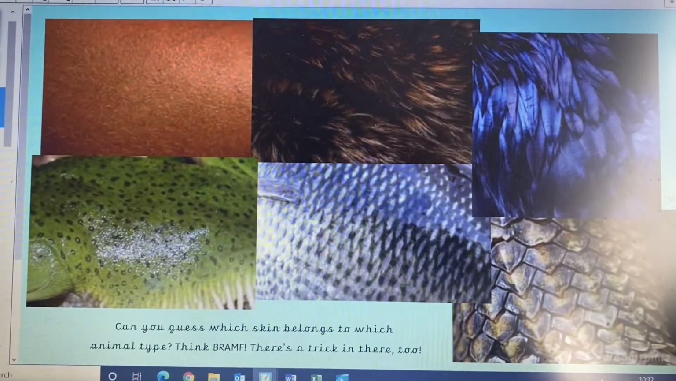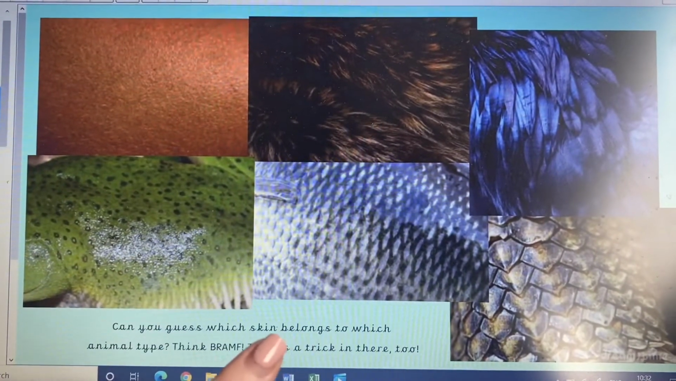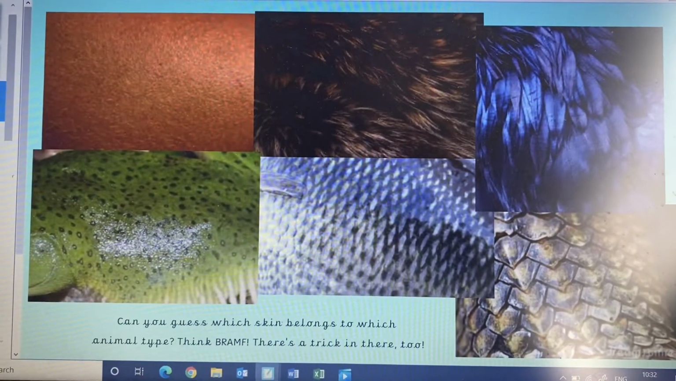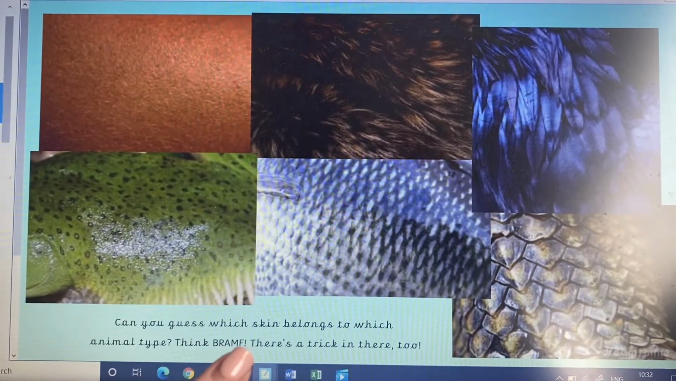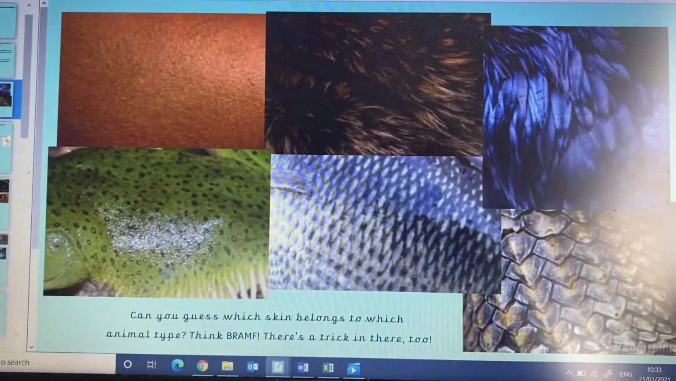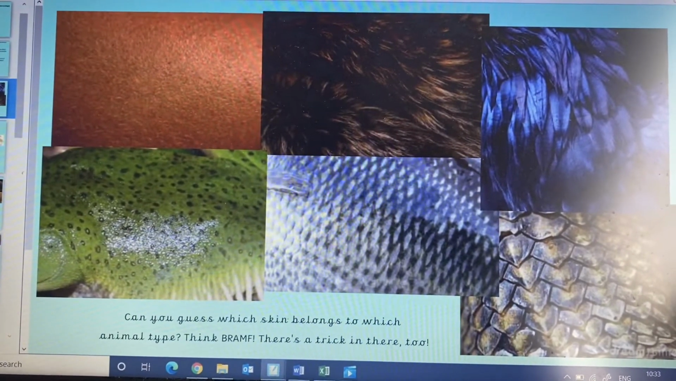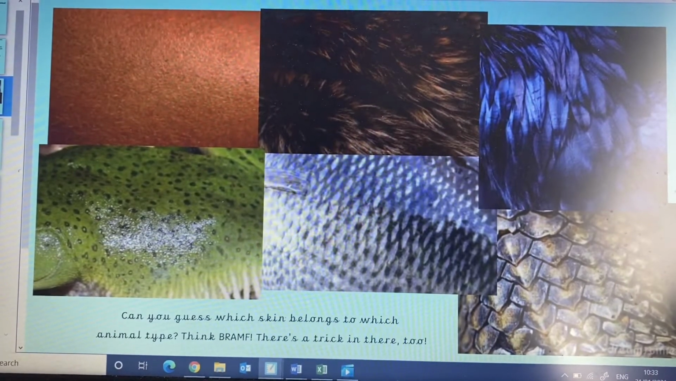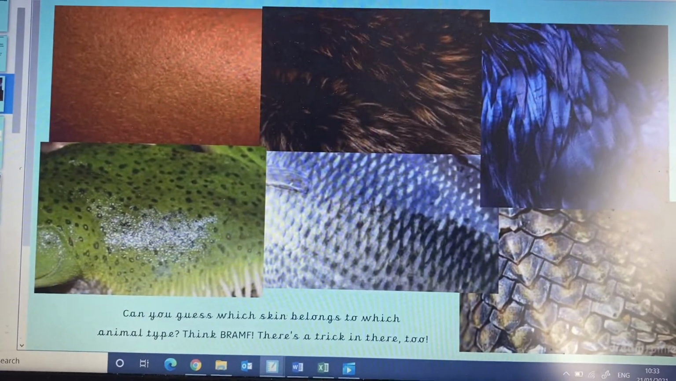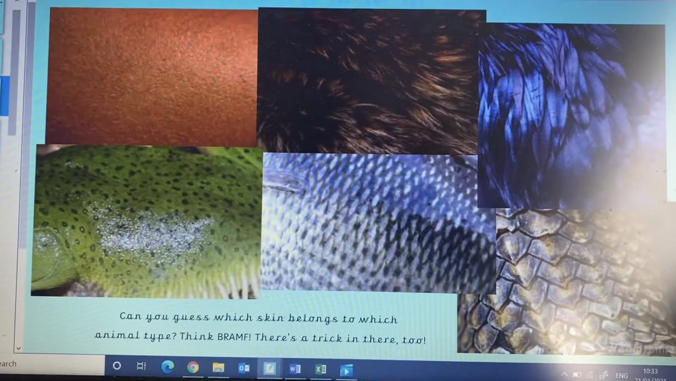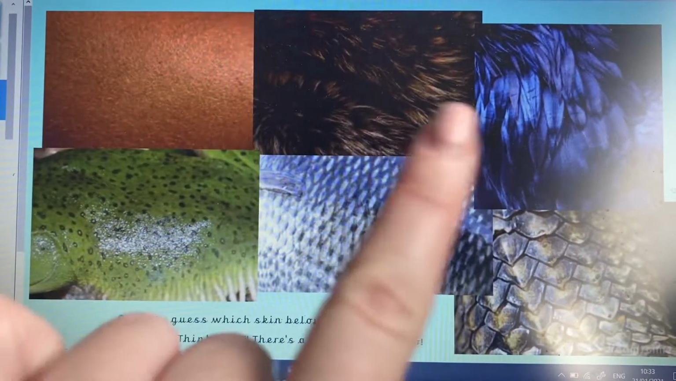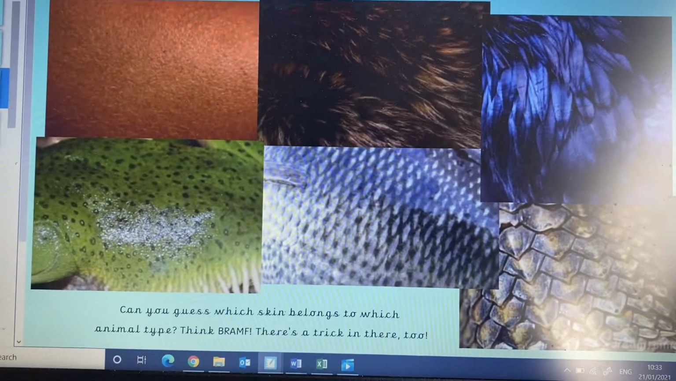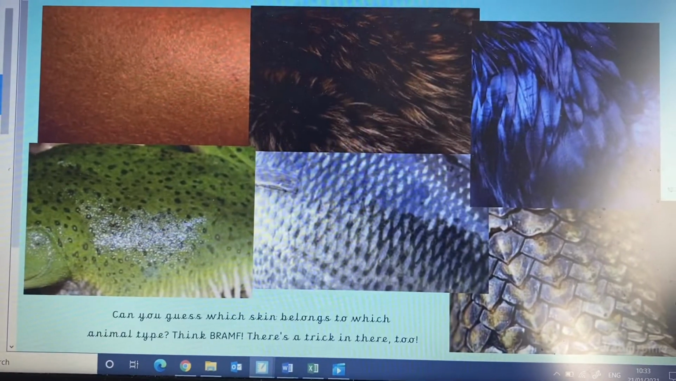Okay, so it says down here, can you guess which skin belongs to which animal type? Think BRAMF. There's a trick in here too. So pause the video here for me. You're going to have a go. Think about BRAMF, so birds, reptiles, amphibians, mammals, and fish. Can you link the skin type to the animal type? Pause here and have a go for me, see if you can match them up.